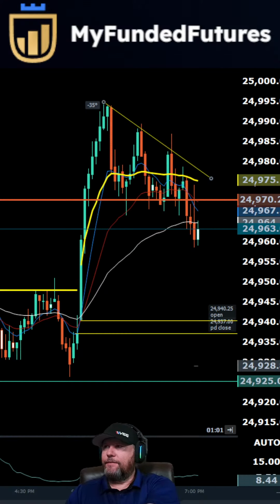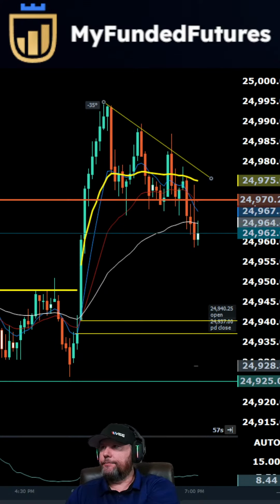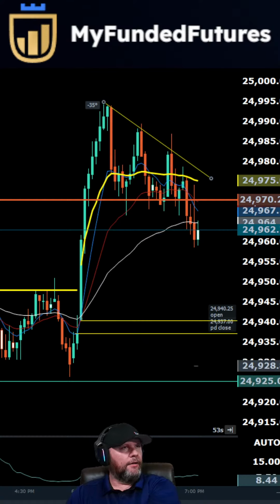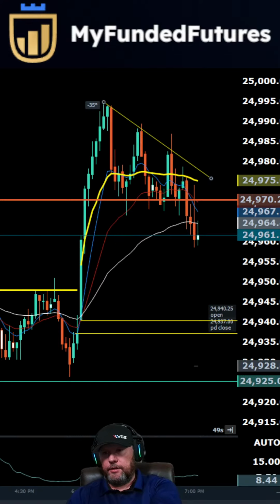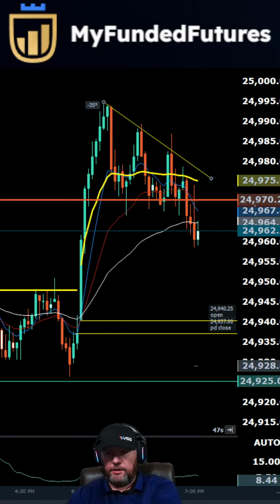ES bouncing off the 93, which is the first support down there. ES has to get through that level. Yeah, 950 or lower for sure. I think that we're going to fill the gap back down into the 930s, but obviously I'm targeting 925, but not going to be ridiculous.